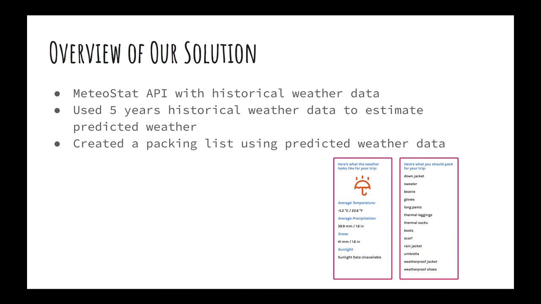So to address that problem, we used a weather API called Meteostat, and this API provided us with historical weather data. And so we used 5 years of historical weather data and averaged it to estimate predicted weather. And then we used this predicted weather data to create a packing list.